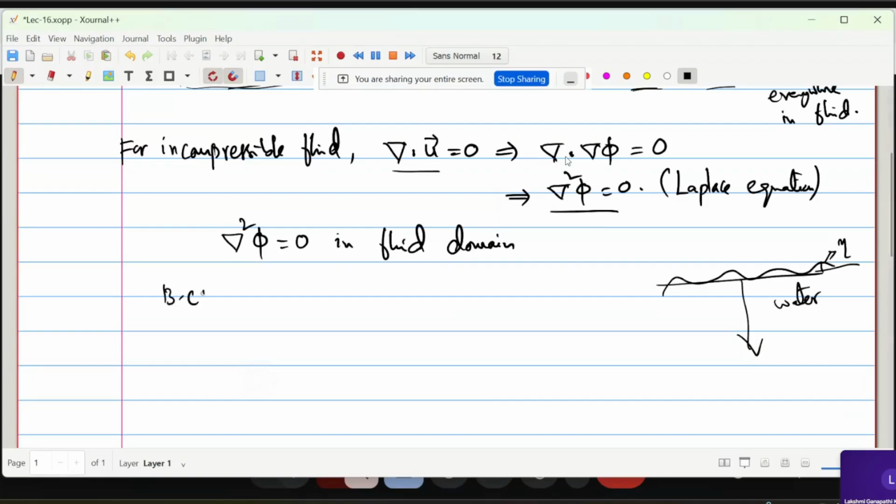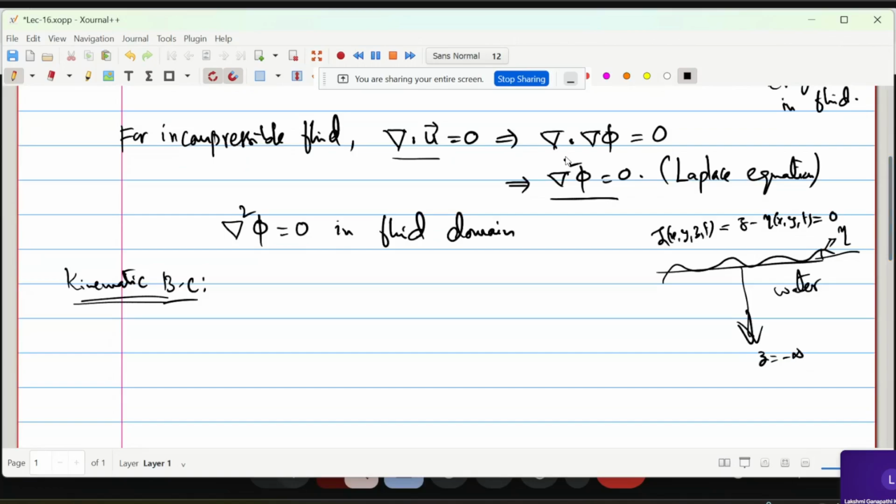One of the boundary conditions you already saw is the kinematic boundary condition. So this is your z direction, the negative z direction, z equal to minus infinity. So you have z minus eta of x, y, t equal to 0. This is exactly your zeta of x, y, z, t, the interface between air and your fluid. That is constantly changing. You don't know how it is changing because of gravity, because there is no other external force you are considering. The kinematic condition, we have already seen that.